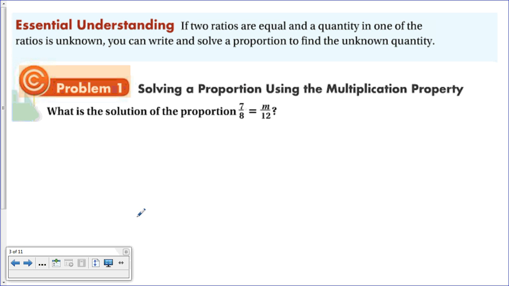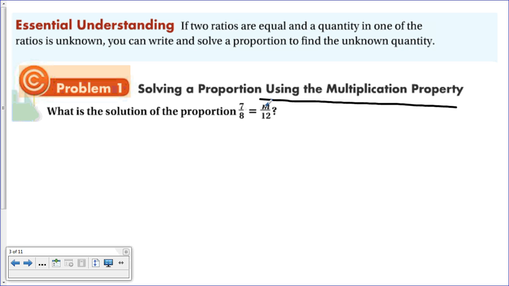So there are a couple of different ways of solving proportions. You've already done this, and you haven't really looked at it like a proportion. You've just looked at it as an equation that has fractions in it, and you've done it. So we're going to show you the first way, the one that you're probably most comfortable with, and that's using what's called the multiplication property. So if I told you right here you have to get m all by itself, what would you do?